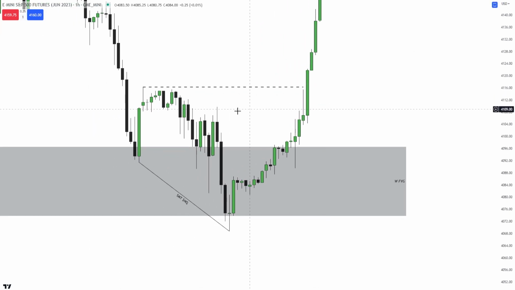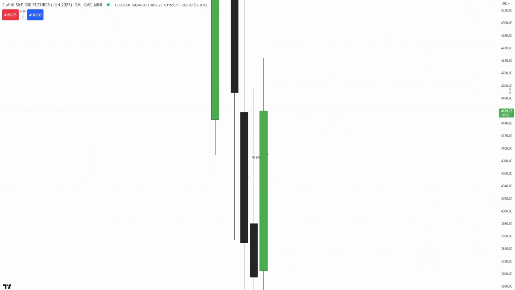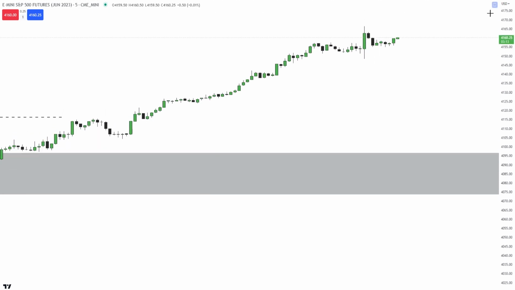So how could you have used this for a trade today? Let's go into the 5-minute chart and we'll look at that. Sorry, a bit clumsy here.